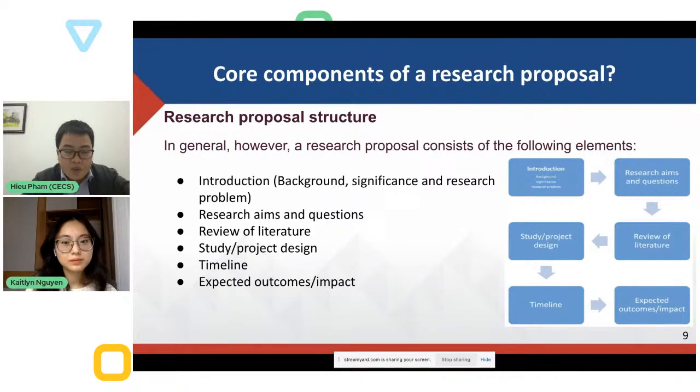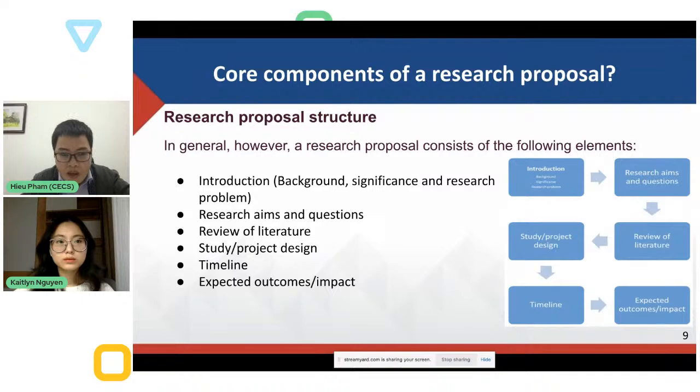First is introduction. You should talk about what is the research topic, the significance and research problem. Second is about research aims and question. You need to pose a research question for the project, right? Next, you will move to literature review to know what has been done, what methods exist now, and what are the limitations of the field. So it's really important. And then you need to have a study design. Study design is exactly what you can do. In fact, it's about the proposed methods.